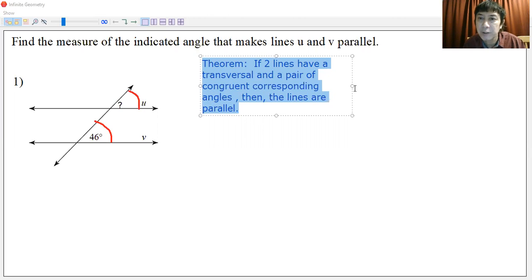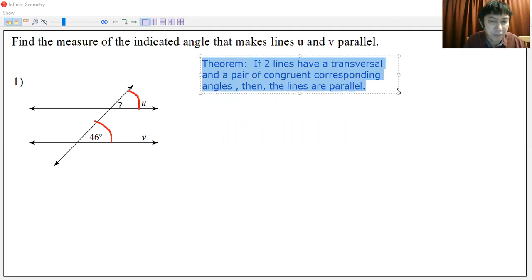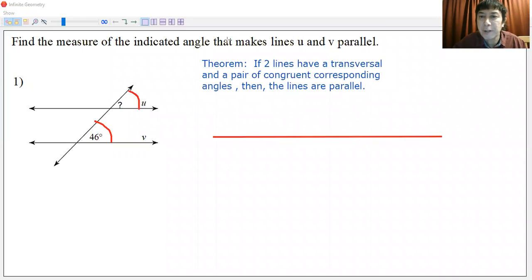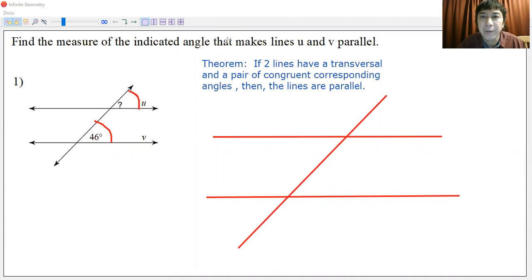So what do we mean by this? What's the meaning of this theorem? It means like this. If two lines have a transversal and a pair of congruent corresponding angles, congruent means equal, then the lines are parallel, these two lines here. If this angle and this angle are equal in measure, then the lines are parallel. That's the meaning of this theorem.